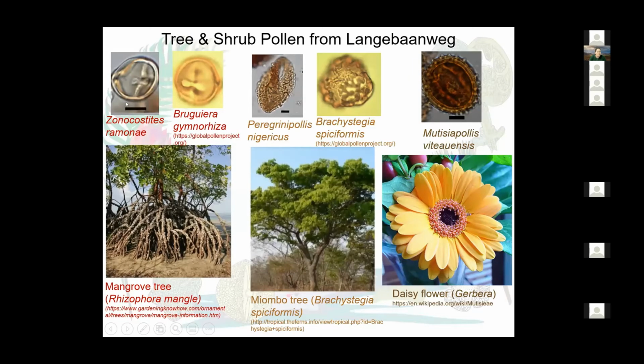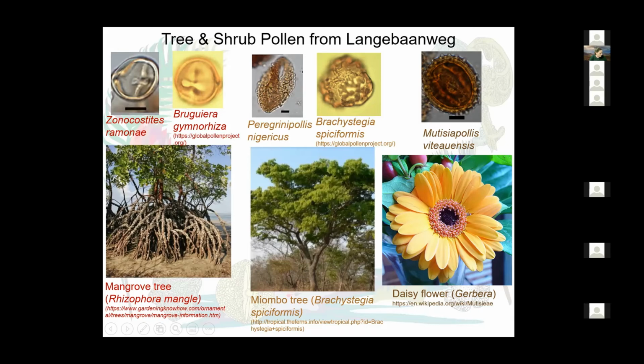We've also found pollen grains of Zonocostitis romaneae, which look similar to pollen grains of Bruguiera gymnorrhiza, which is the black mangrove. And these mangroves are found along the eastern coast of South Africa. And they can also be compared to the pollen grains of Rhizophora mangle, and this needs further study to confirm which taxa it could be closely related to.